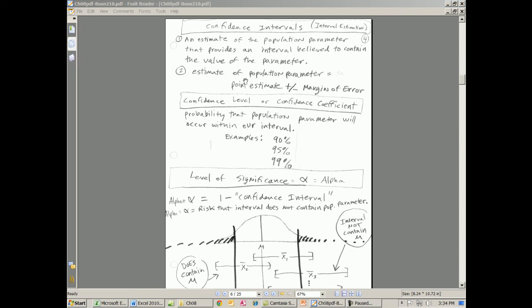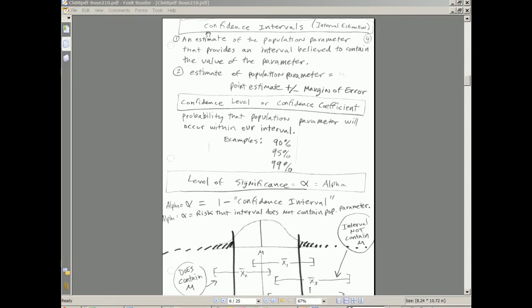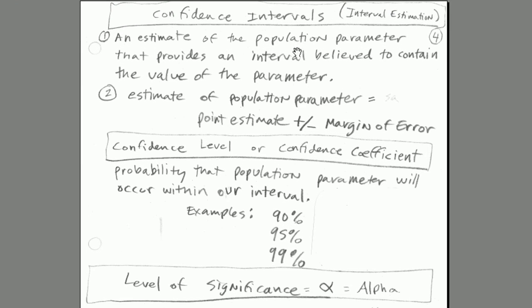Here's our formal definition of confidence interval: an estimate of the population parameter that provides an interval believed to contain the value of the parameter. Right? Our formula in the general form will be this: point estimate plus or minus a margin of error. So for Xbar, we'll calculate our Xbar plus or minus, and we'll learn how to calculate the margin of error in just a moment.